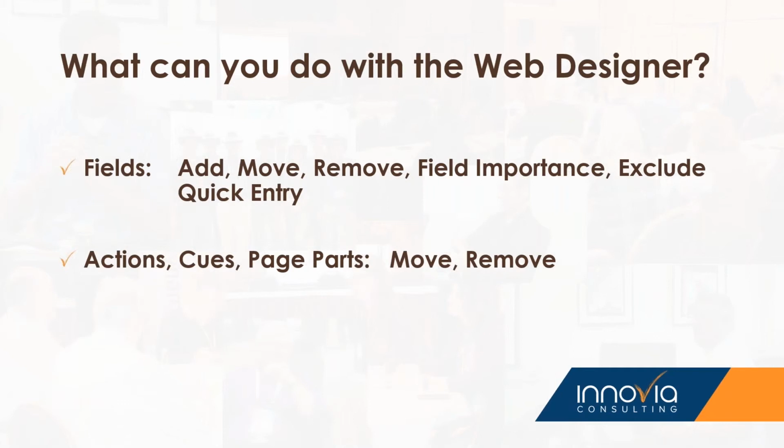Basically, you can add fields to pages if they're not there. You can move or remove fields. You can change the importance of the field. It's like if you have a collapsible fast tab, usually you get the little box that says show more fields, and you usually have fields that always stay shown and some that collapse down, so you can change that if you want certain fields to always stay shown.